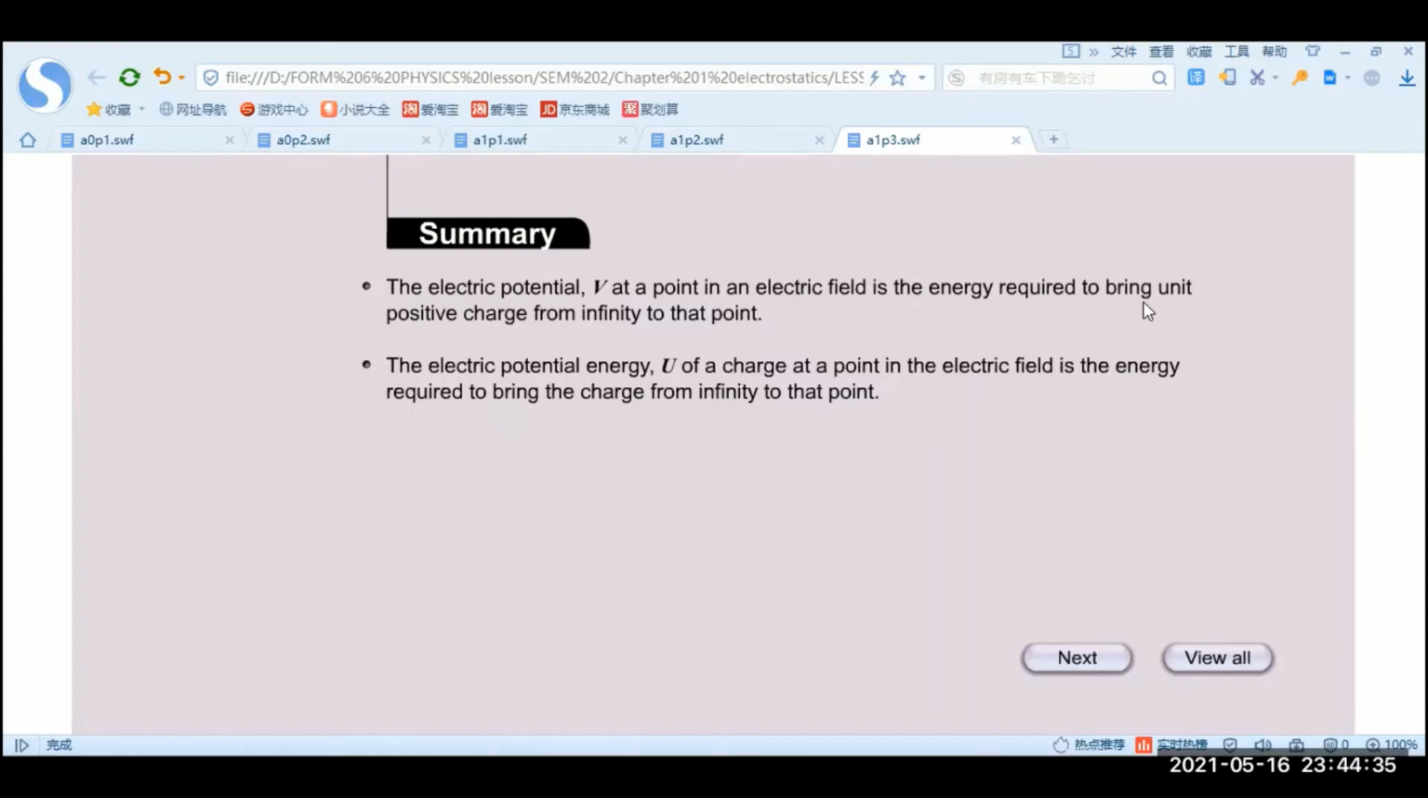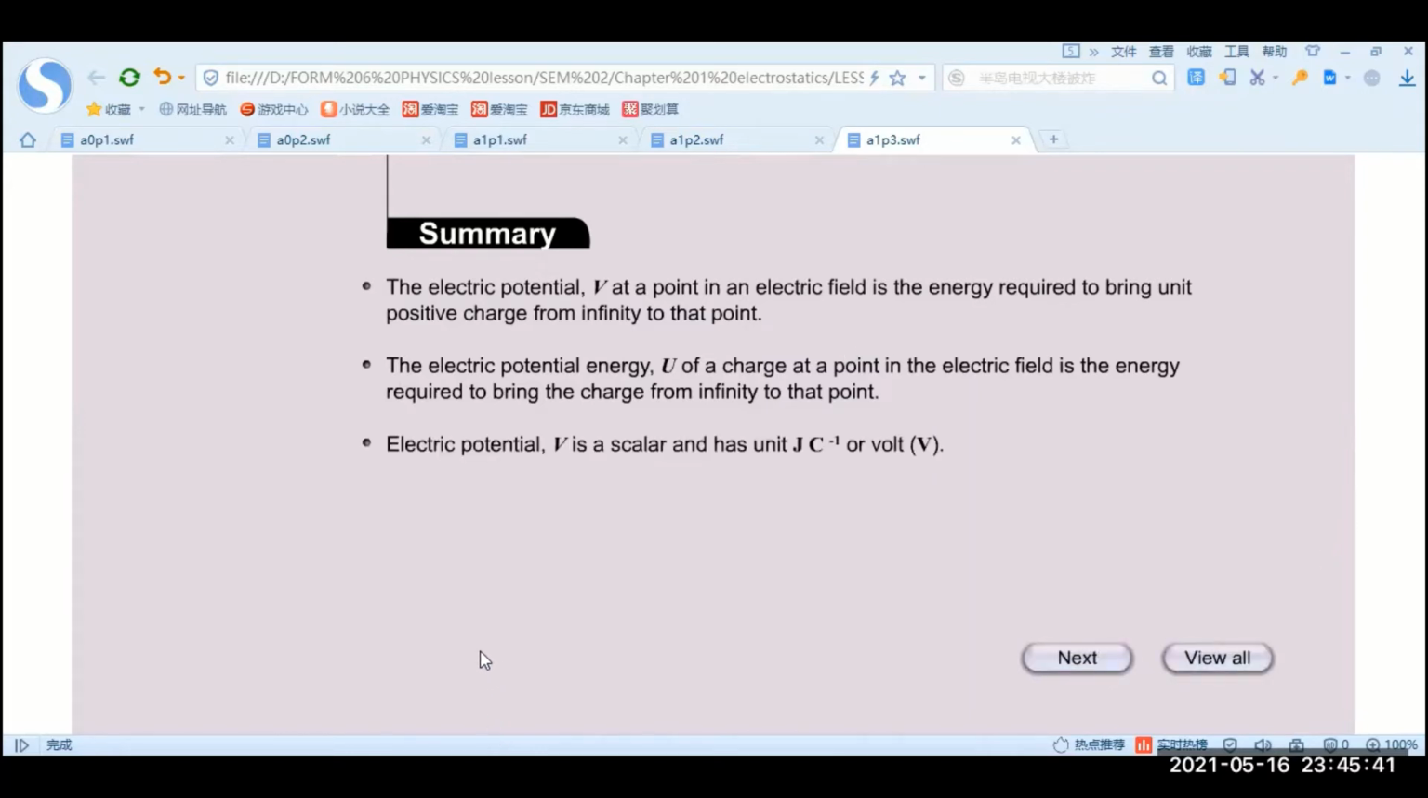What is the difference? The difference is bringing a unit positive charge. A unit positive charge means one unit of positive charge, that is, electric potential is the energy required per 1 coulomb of charge. But the electric potential energy is the energy required for the sum of the charge. If there is 1 coulomb, the electric potential energy will be equal to the electric potential. If there are 2 coulombs, the energy will be higher than the electric potential. It depends, because it is the total energy for the sum of the charge, but the electric potential is the energy per 1 coulomb of charge.